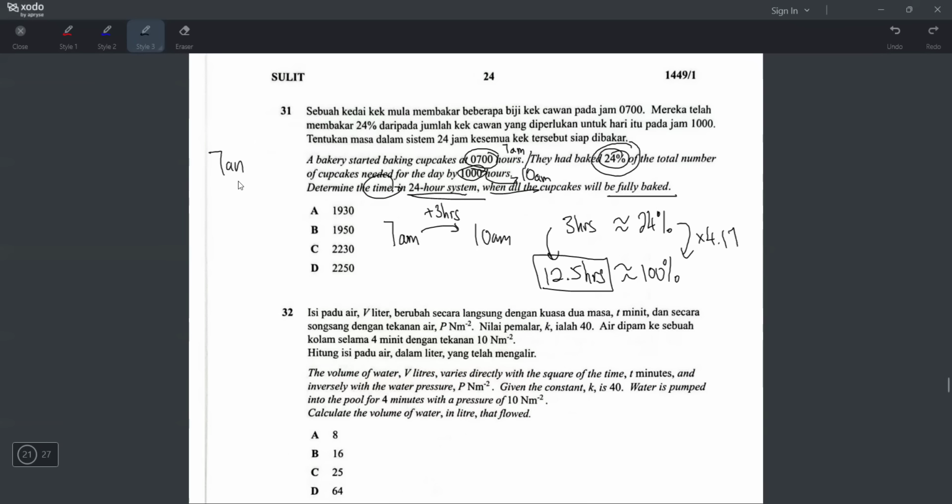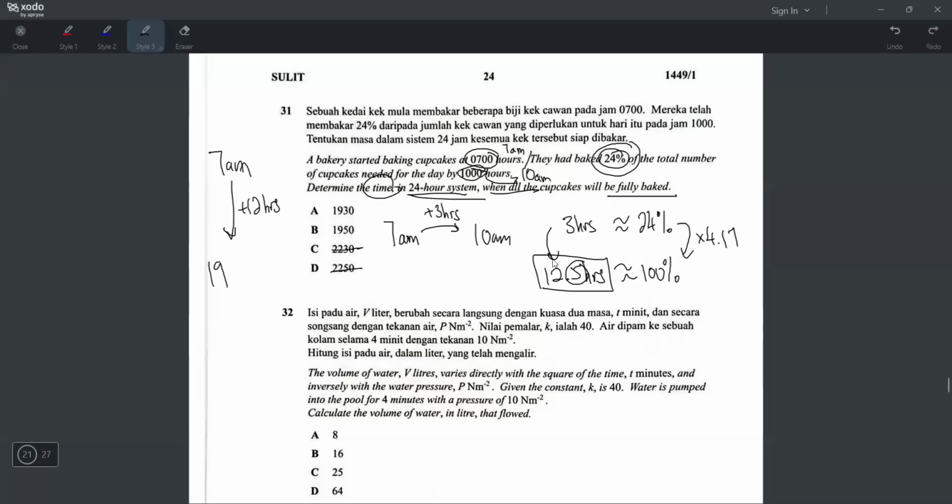7 AM kalau saya tambah 12 jam, 12 jam dia akan jadi 19, which is 7 PM lah, because in 24-hour system it is 19. So you know C and D wrong already lah. Tapi kena tambah lagi 0.5 hours.